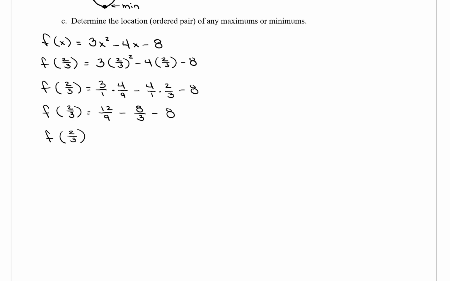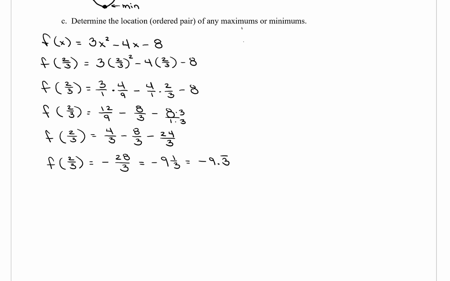F of 2/3 is going to be equal to, I'm going to reduce the 12/9 to 4/3 minus 8/3 minus, so in the above step I wrote 8/1 and I multiplied by 3 to the numerator and denominator, so that's going to give me the fraction 24/3. So I'm going to subtract here at the end of this 24/3. F of 2/3 is going to be equal to negative 28/3. This is my y-coordinate. This can also be written as negative 9 1/3, and this is also equal to negative 9.3 with a repeating bar over the 3.